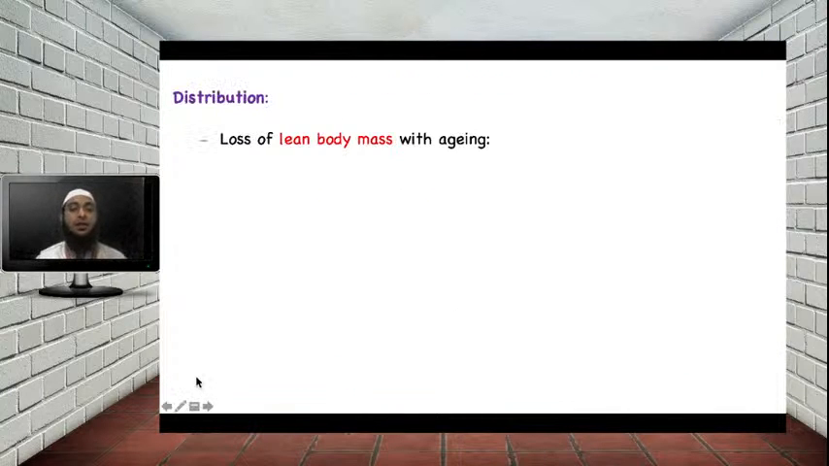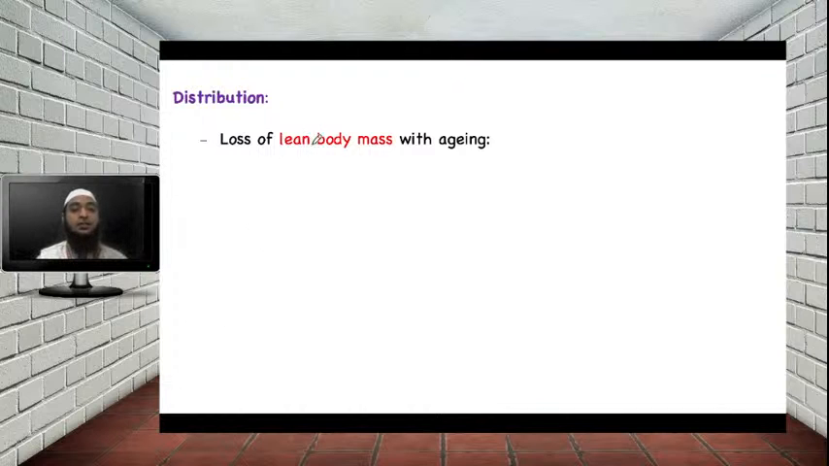So let's see the second parameter, that is distribution, and how distribution of the drug is affected, because distribution plays a vital role in delivering the drug to the site of action to produce the pharmacological effect. Suppose it is distributed to different parts of the body and there is less distribution at the site where the action is expected, then obviously it is going to produce less action or less therapeutic outcome. So let's see first what changes occur in the body of the elderly patient, and then try to understand how distribution of the drug is affected.